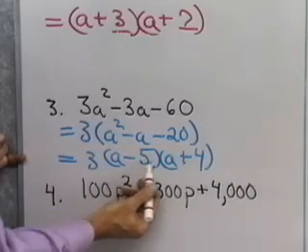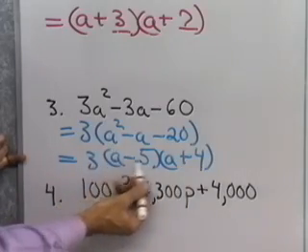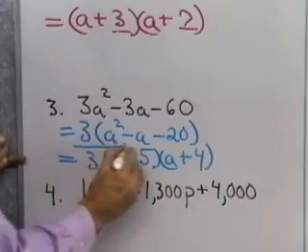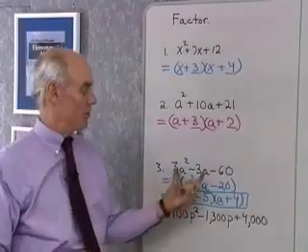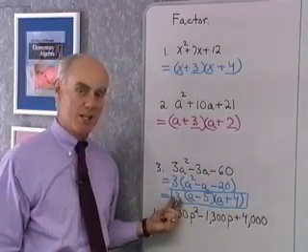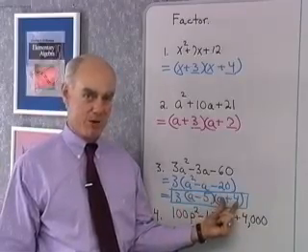My last term is negative 5 times positive 4, which is negative 20. My first term comes from a times a, which is a squared. So here is the complete factorization for this original polynomial right here. And notice that 3 is one of the factors. The factors are 3, a minus 5, and a plus 4. Here's another one.